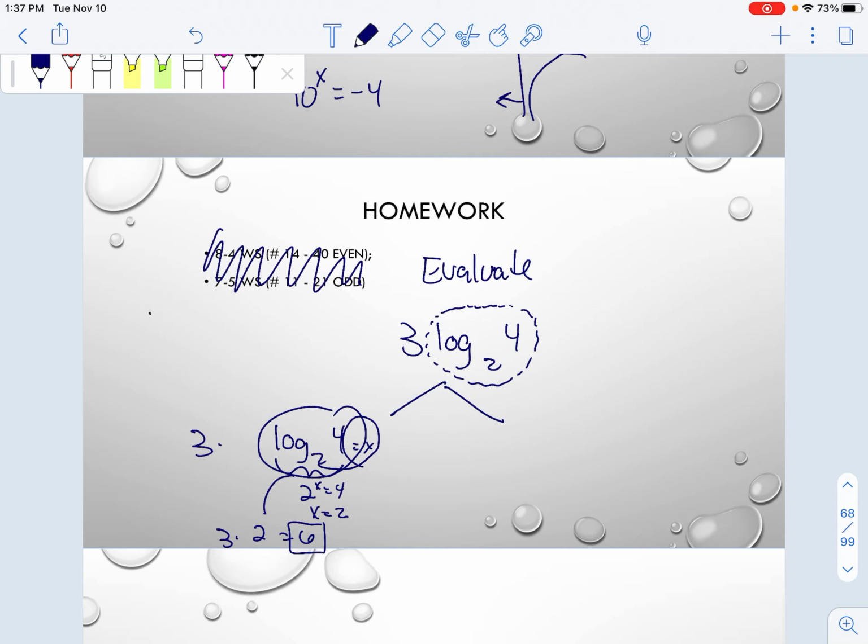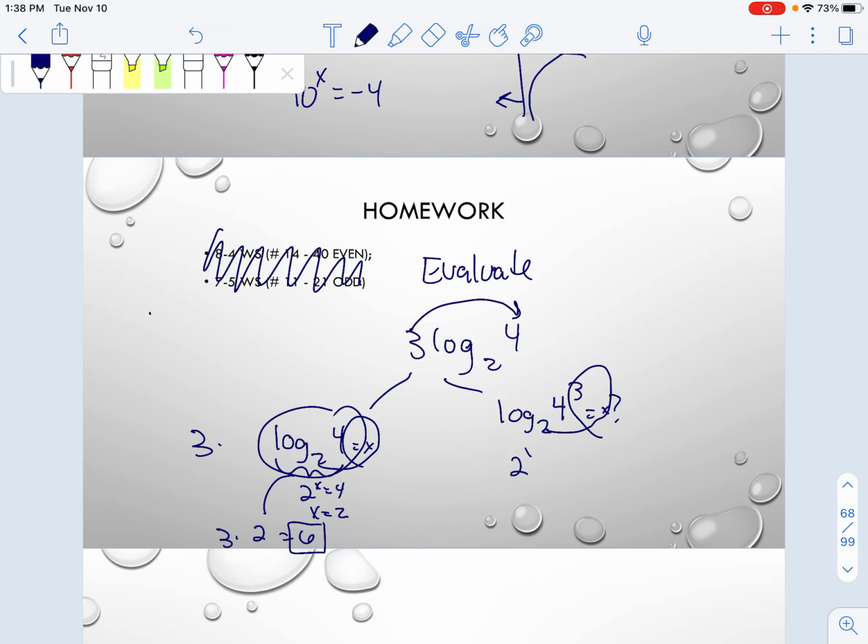The other thing you could do is use your properties of logs and say the coefficient becomes the exponent, so this turns into log base 2 of 4 to the third. So what is this equal? I always put x there, question mark, whatever you want. So 2 to the what power equals 4 to the third? This looks like a question we should have done after lesson 7 too.